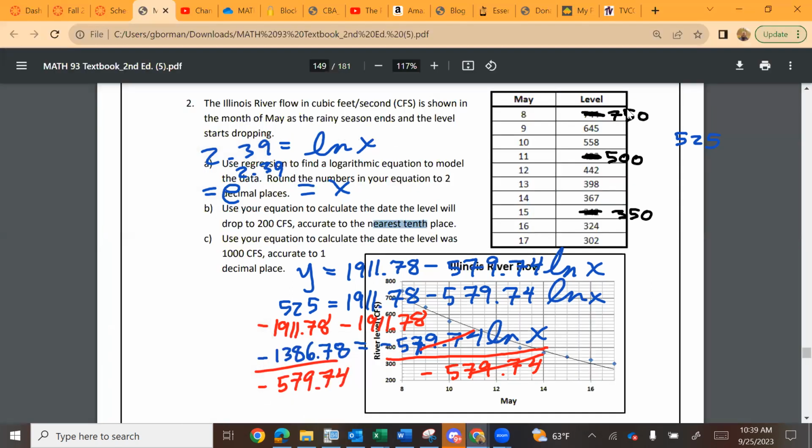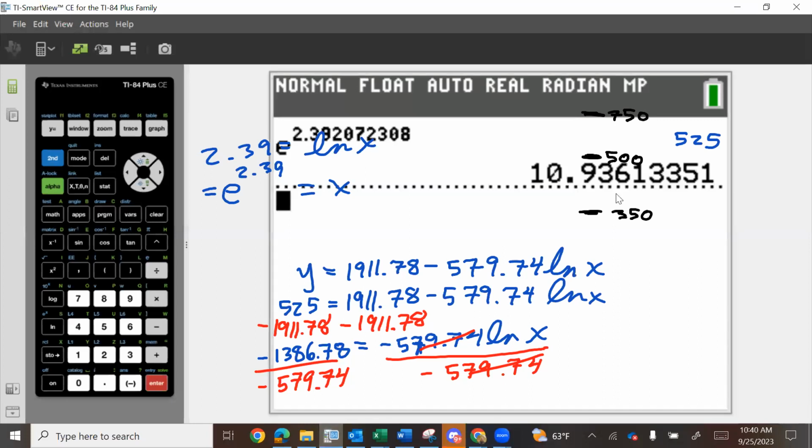10.9 what? Day 10.9. Okay, I estimated 10 and a half. I knew it'd be between 10 and 11, but okay, so day 10.9. So, I mean, practically day 11. Okay, practically May 11th. Okay, whatever. So that's how you would do that.